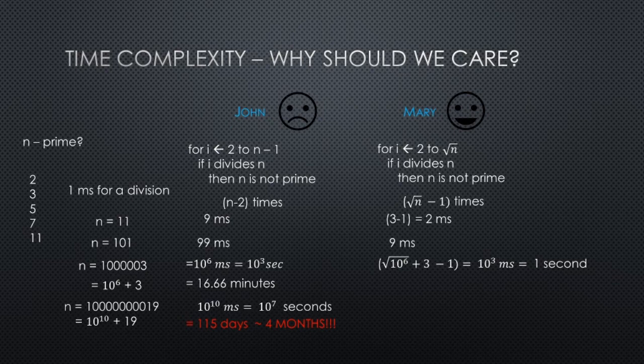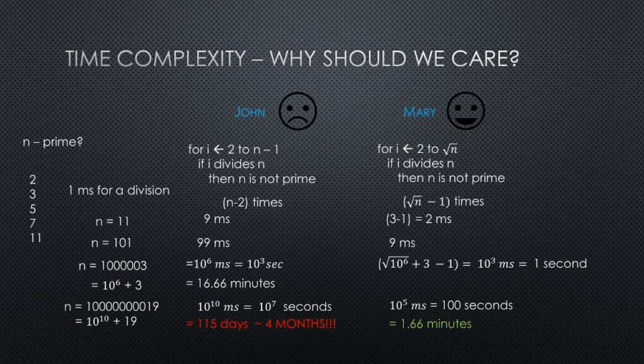And now let's see how Mary's program does here. Mary will take close to the square root of 10 to the power 10, which is almost equal to 10 to the power 5. Mary will take 10 to the power 5 milliseconds, which is only 100 seconds, or 1.66 minutes. Now we see why Mary is quite happy and John is sad. Mary is solving the problem in 1.66 minutes, and John is taking an impractical time of 115 days to solve the problem.